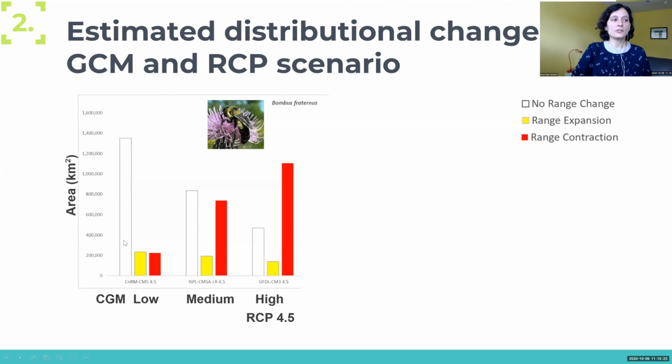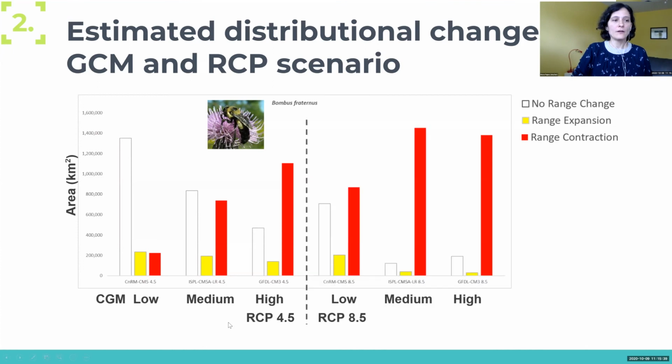And so no range change is highest under the forecast from the low change global circulation model. So this is for RCP 4.5. Now, if we look at RCP 8.5, the high emission scenario, what we see is an increase in the range contraction, a decrease in no range change, a marked, not significant, marked decrease in no range change, and a decrease in the range expansion.